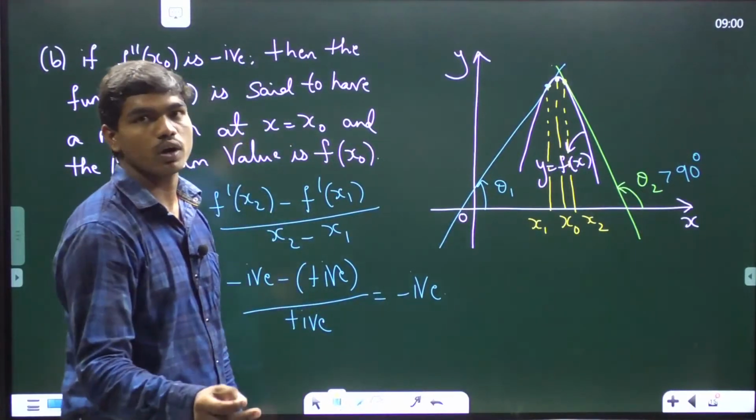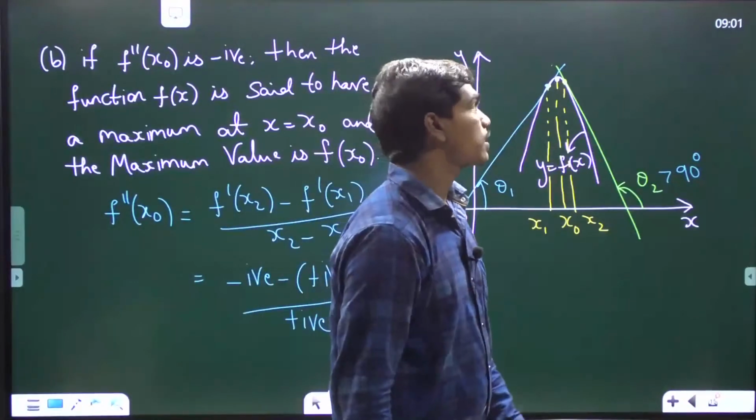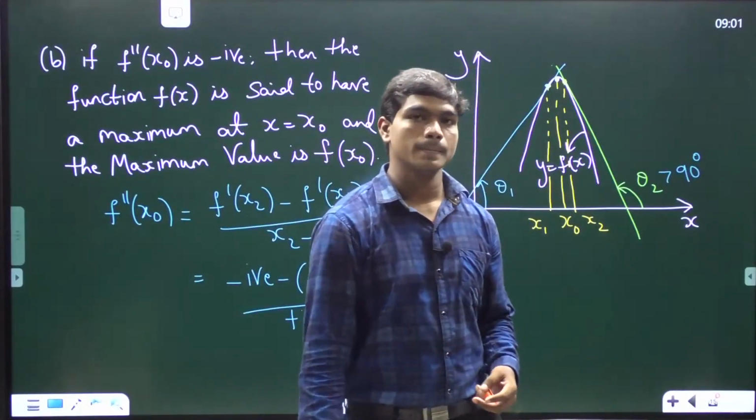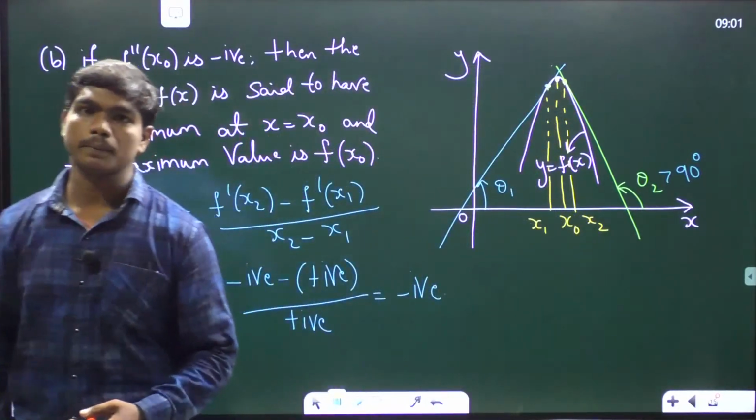Then we'll see the third case. What if f double dash of x naught is 0? The most important case. I hope I'm blocking the diagram. Okay.